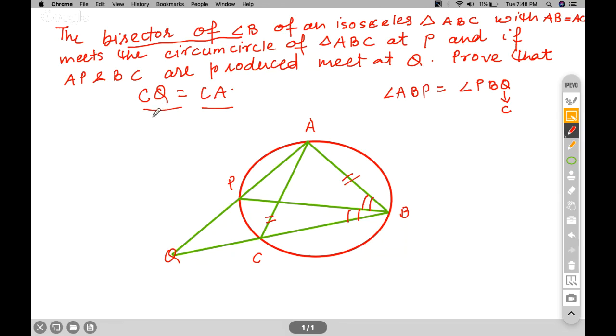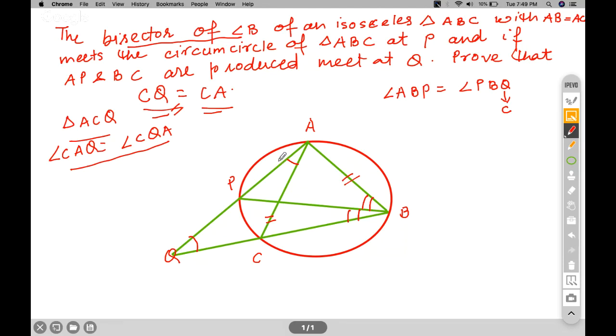Now try to understand. I have to prove that CA is equal to CQ. It means that which triangle do I have to take? I have to take triangle ACQ. In triangle ACQ, I have to prove that angle CAQ and angle CQA are equal. If I am able to prove this, I will be able to prove that CQ is equal to CA. So what do I need to do in that particular case? Try to understand.